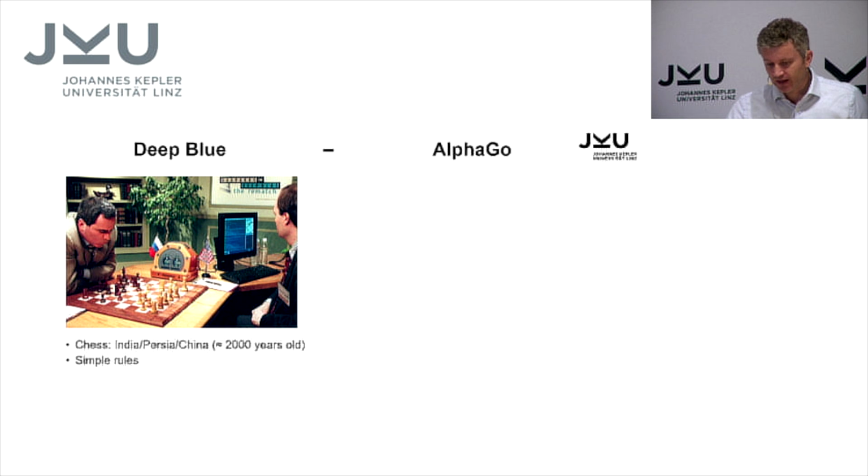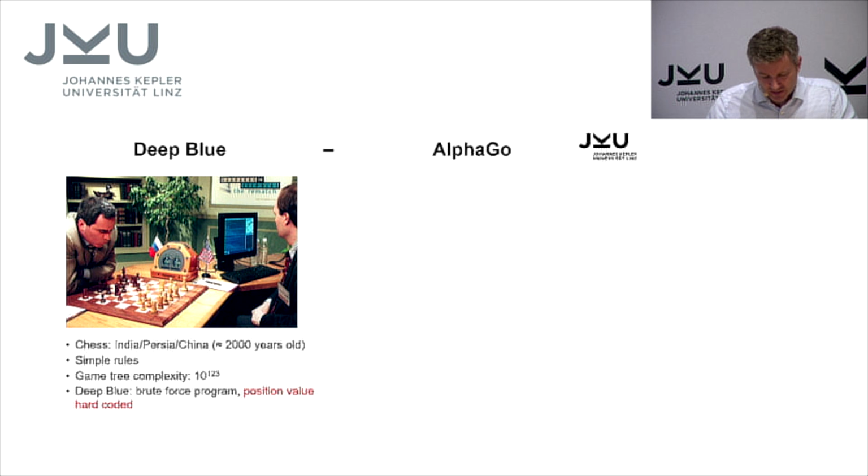And let us quickly dive into this, because it shows the paradigmatic change that really happened in the last 10 years. So if we look at chess, this is a very old game with simple rules. It has a very large game tree complexity, but already in the late 90s, the IBM Deep Blue, which was a brute force program and had the position value hard-coded, a queen is worth that amount of points, rook that, and this is the position value. Already in 1997, Deep Blue could beat the best player at the time, Garry Kasparov.